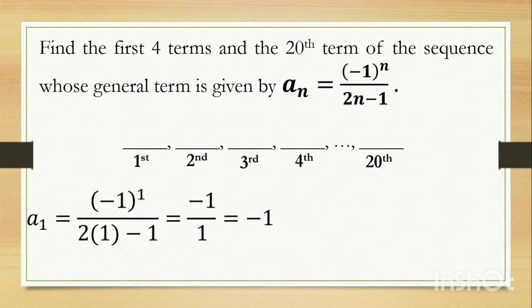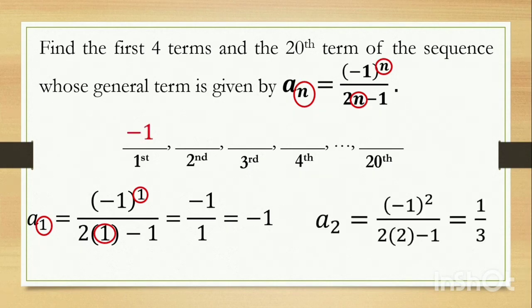So, for the first term, ang una natin gagawin, substitute natin yung 1 sa lahat ng n. So, we now have negative 1 raised to 1, that is still negative 1. And then, substitute 1 to 2n. So, we have 2 times 1, that is 2, minus 1, that is 1. So, negative 1 over 1, that is negative 1.